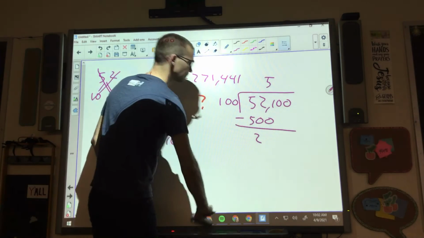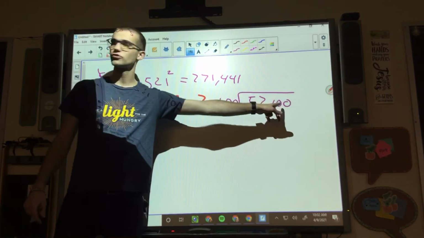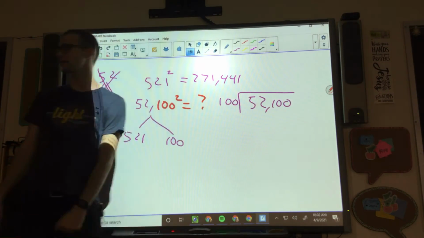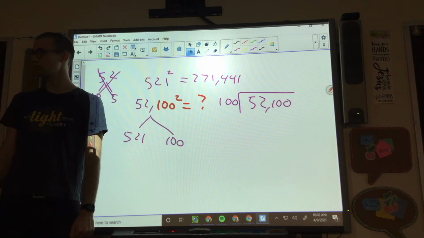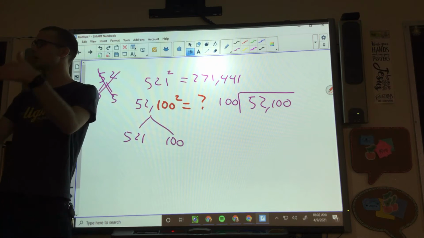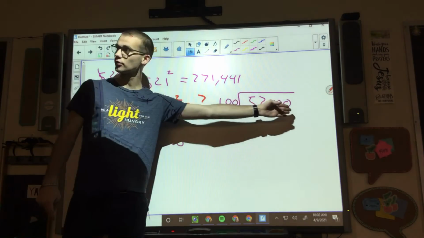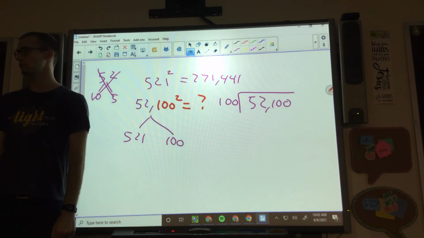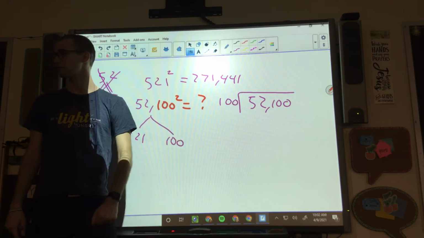I'm going to explain it a different way. 100 goes into 100 one time, yes? Yeah. So 100 must go into 521 hundredths how many times? 5 times. 100 goes into 521 hundredths. It's literally 521 hundredths. This is 52,100. You can also read it as 521 hundredths.